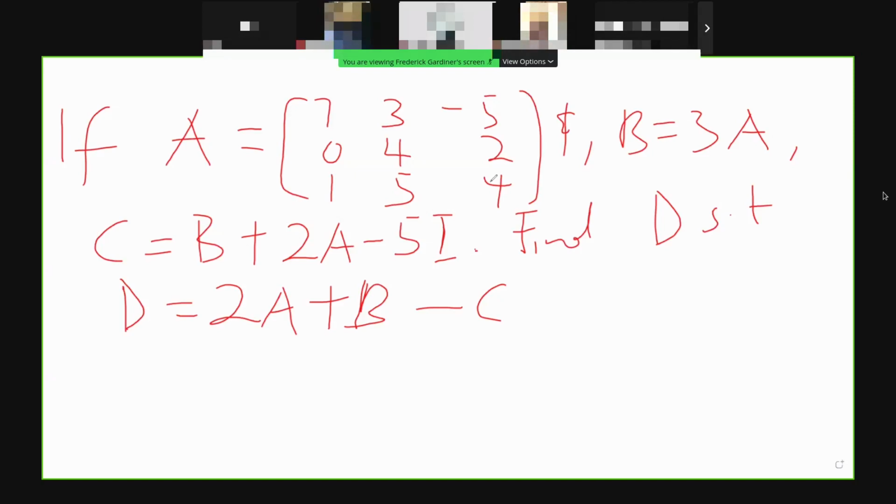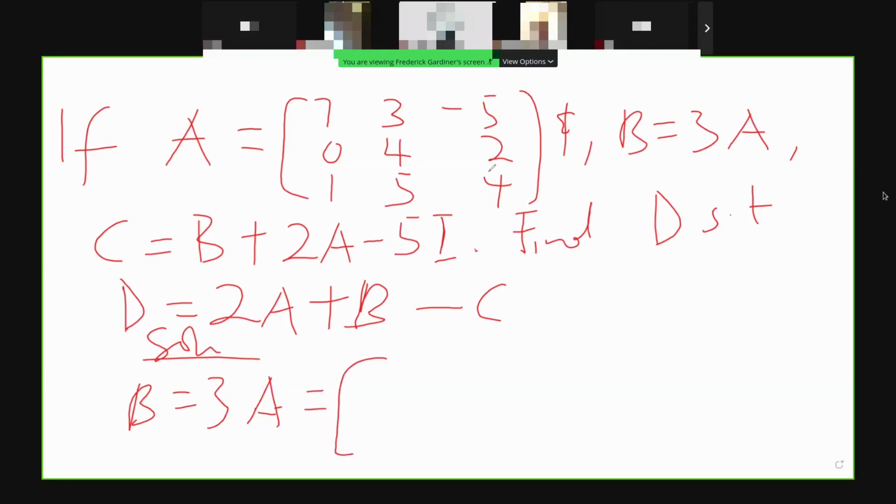Now, the D that you are looking for, it says 2A, 2 multiply matrix A. You already know A, it has been given. Plus B. So let's say we are solving. To get my D, which is 2A plus B minus C, I first need my A, which has been given. I'll need my B, but I don't have B. But I've been told that B is the same as 3 times the matrix A.